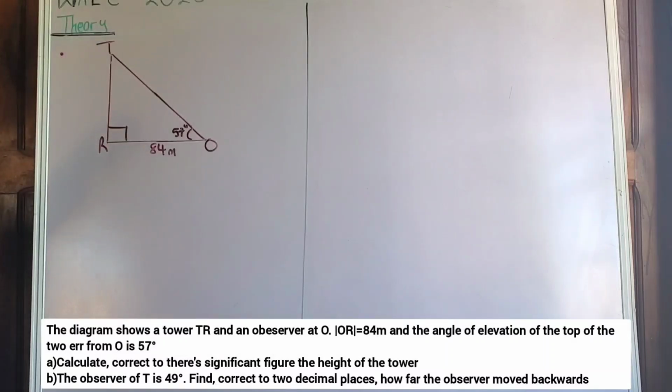The observer at O moved away from the tower in the same straight line until the angle of elevation of T is 49 degrees. Find, correct to two decimal places, how far the observer moved backward.